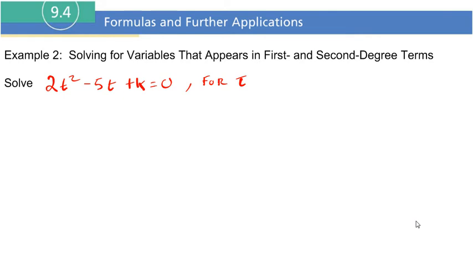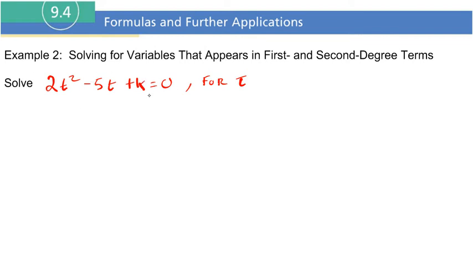Example number 2, here we go. So now we're going to be again solving for a particular variable. And in this case, we're going to be solving for t. And notice what's given to us. We're given a quadratic, 2t squared minus 5t plus k equals 0.